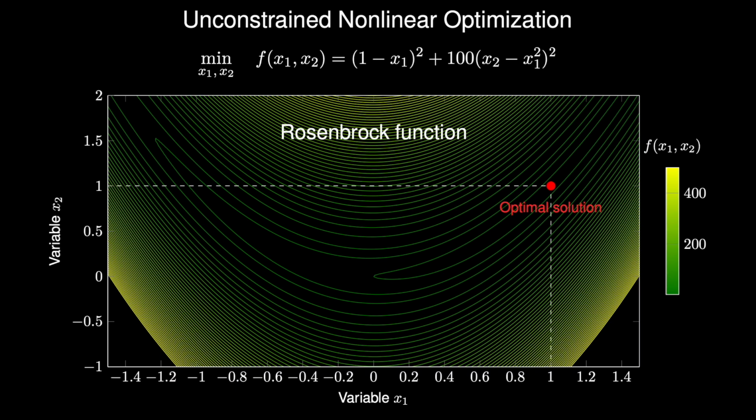The optimal solution of the Rosenbrock function is at x1 equals 1 and x2 equals 1, where the function value is 0. This point sits at the bottom of the curved valley. The challenge is getting there efficiently. Many optimization algorithms struggle with the Rosenbrock function precisely because the valley is so narrow and curved.